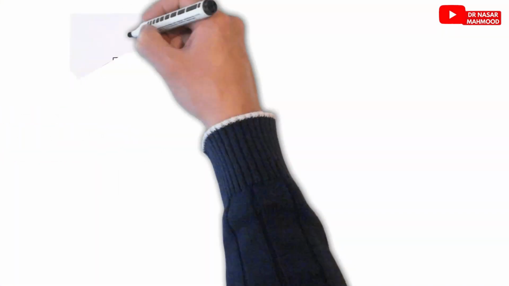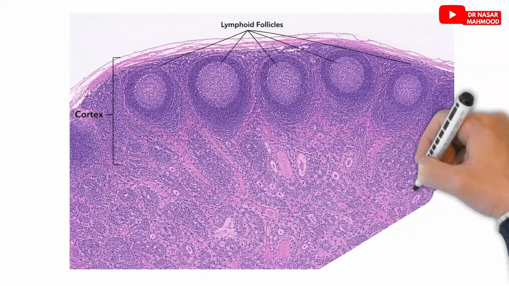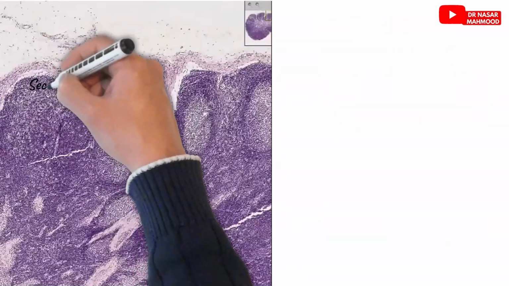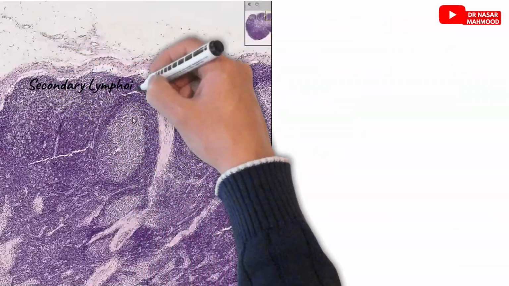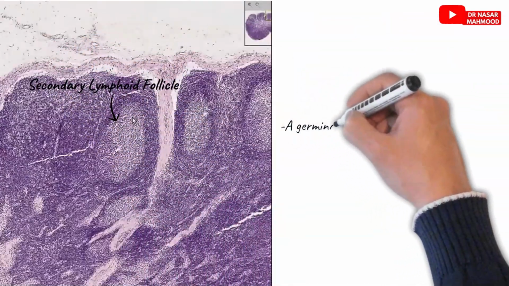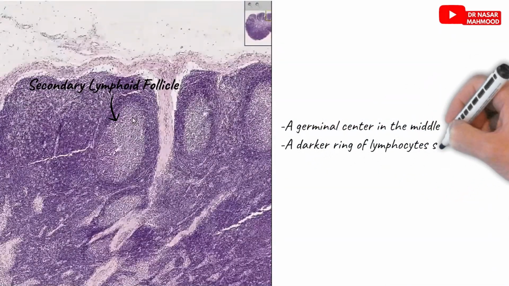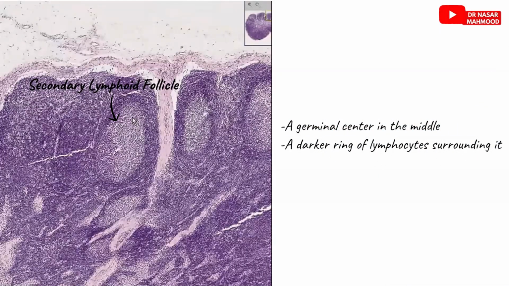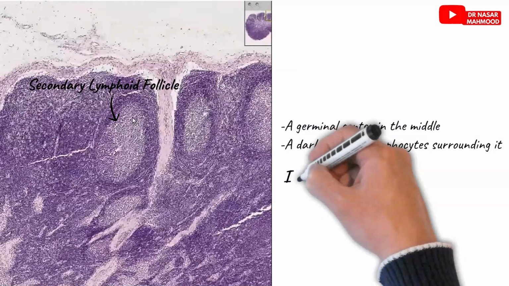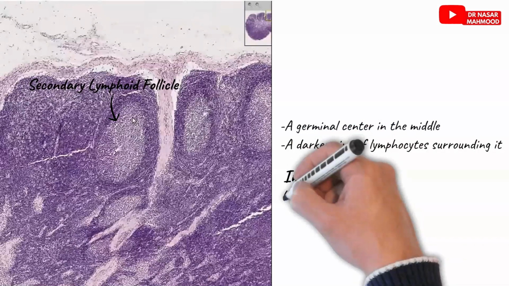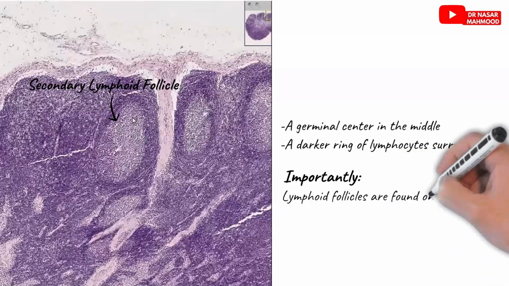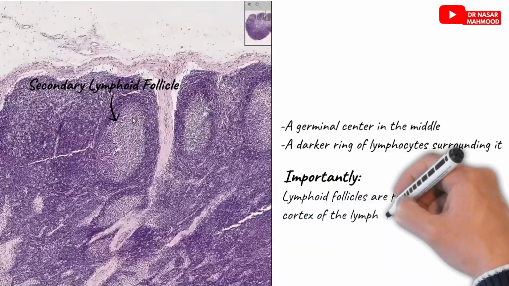The cortex of the lymph node contains lymphoid follicles, also called lymphoid nodules. A common feature here is that the secondary lymphoid follicle contains a germinal center in the middle and a darker ring of lymphocytes surrounding it. The germinal center contains activated lymphocytes undergoing proliferation, while the outer darker region contains more densely packed lymphocytes. Importantly, however, the lymphoid follicles are only found in the cortex of the lymph node. That's very important to know.